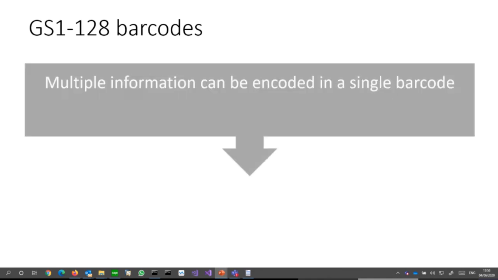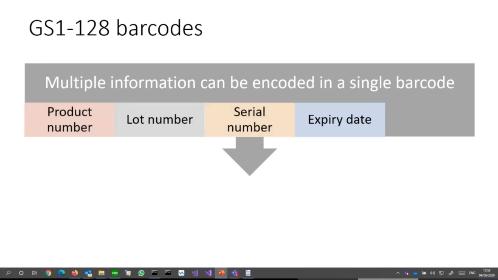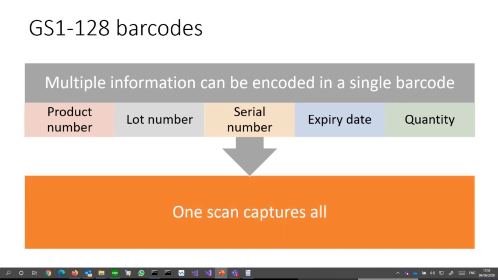Before I move on to the demo, just one more thing I want to remind you. We also support something called GS1 barcodes. And this is a kind of barcode which is a bit special, because within a single barcode, there is multiple information encoded in it. It can include the product number, the lot number, the serial number, expiry date, and quantity, all of them within a single barcode. So we also support this kind of barcode. So if you scan one of these barcodes, all the information will be captured within the app.